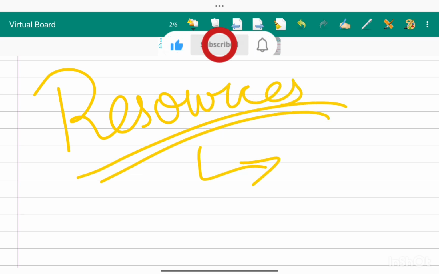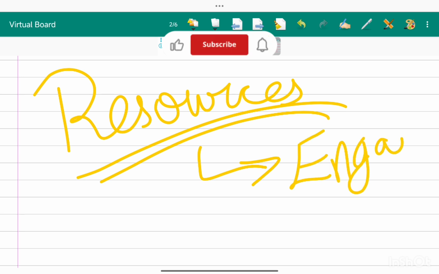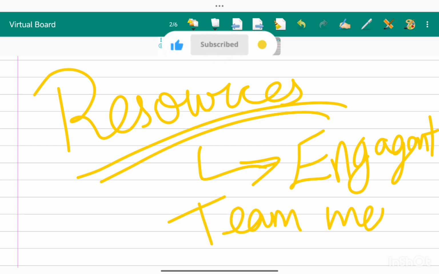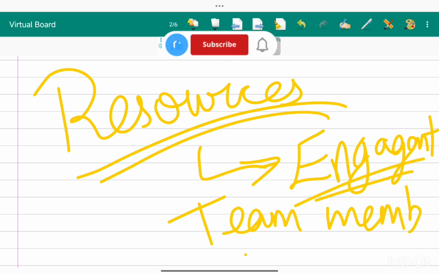What is resources in this context? Resources means engagement team members. For the purpose of audit strategy, we are going to do all things related to engagement team members. Thinking about them only, the audit strategy is made. So resources here refers to engagement team members.